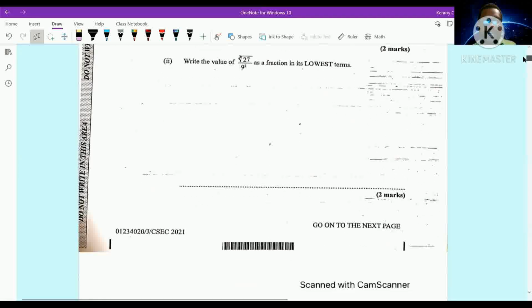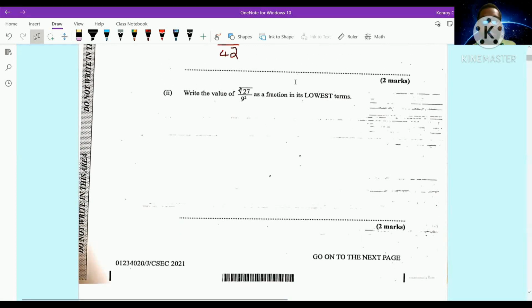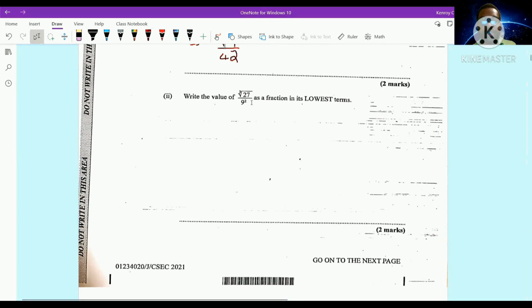It says write the value of, and notice in the square root sign you have a 3, which means it's no longer the square root, but it's the cube root, as a fraction in its lowest terms. Okay, all right, how do we deal with this?